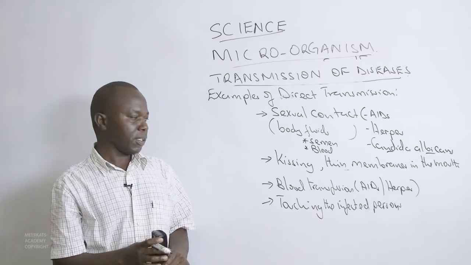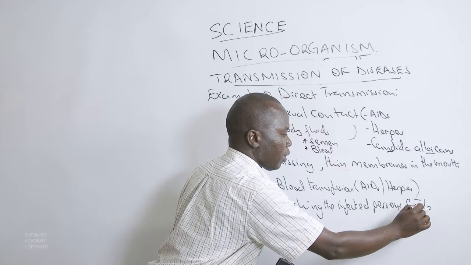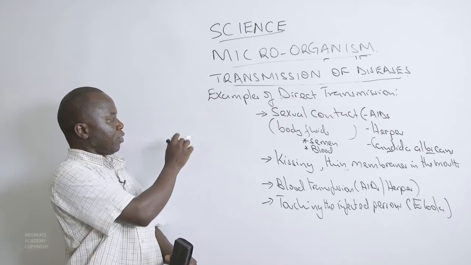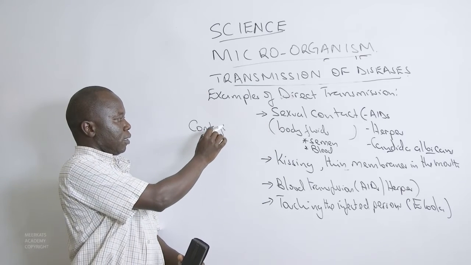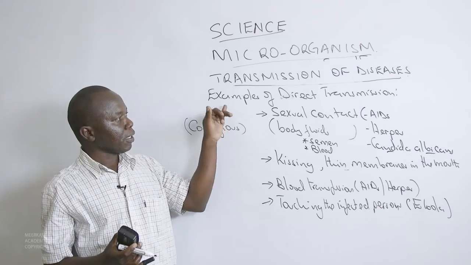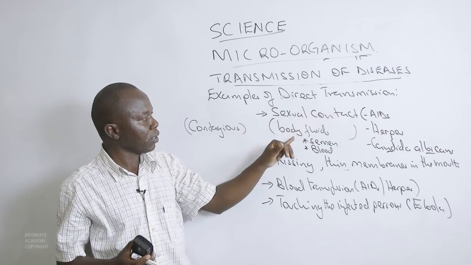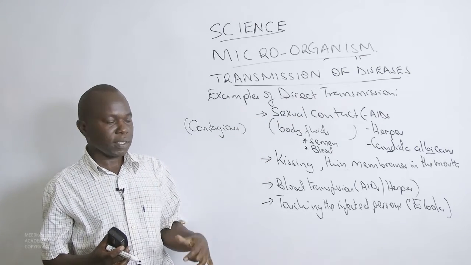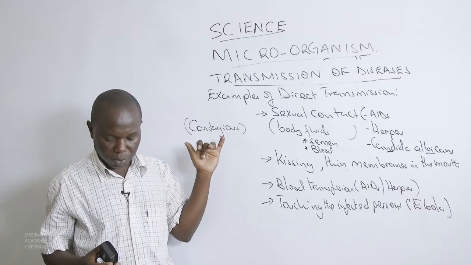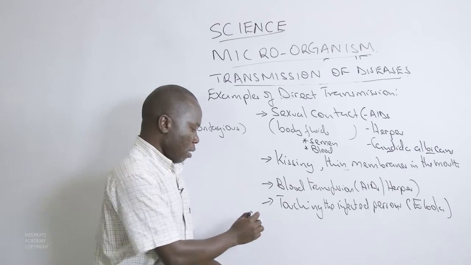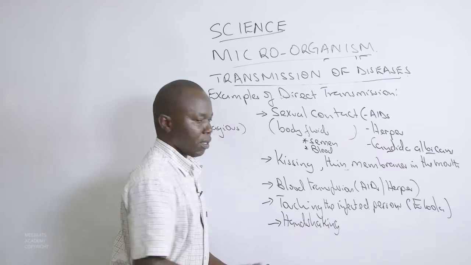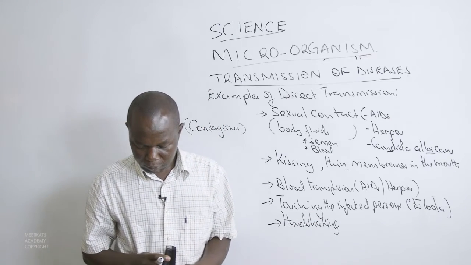For instance, I've given an example of Ebola. Ebola is a very contagious disease. I've used the word contagious. That's another term that applies to those diseases that are simply transmitted through direct contact with infected persons. So we call them contagious diseases. Any contact, sexual, kissing, blood transfusion, touching, even sometimes handshakes, handshaking can allow transmission of diseases.